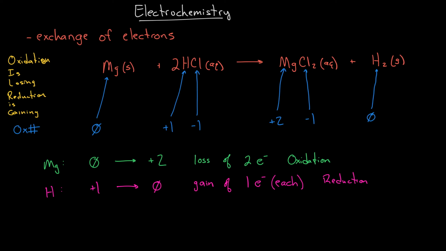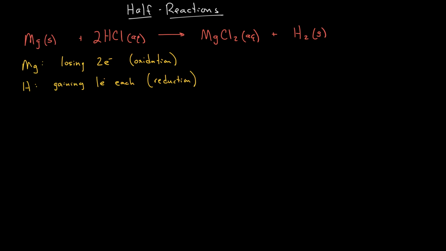Now, we're going to take this a step further, and also from Chem 1, we're going to review how to write down half reactions for oxidation and reduction. Okay, so here's a summary from what we had before, where we had determined that for this reaction, magnesium is losing electrons, hydrogen is gaining electrons. So what we want to do now is write down a half reaction.